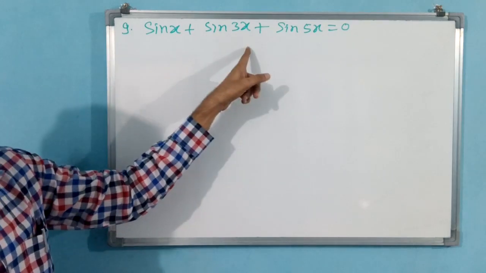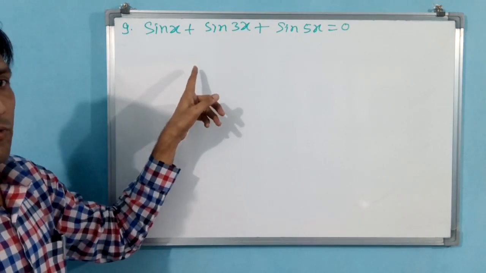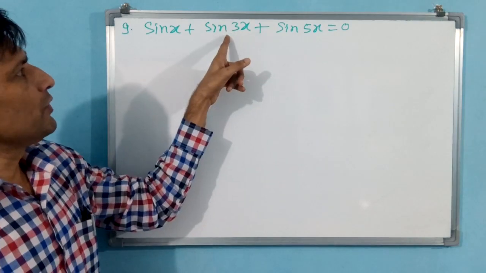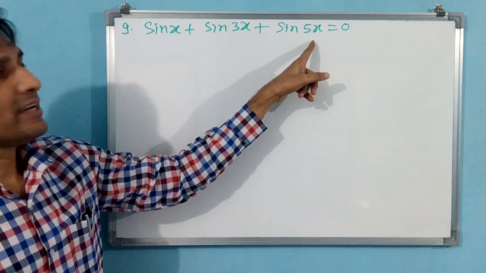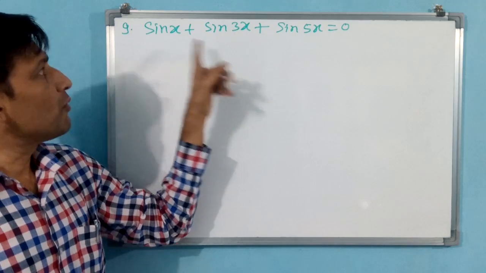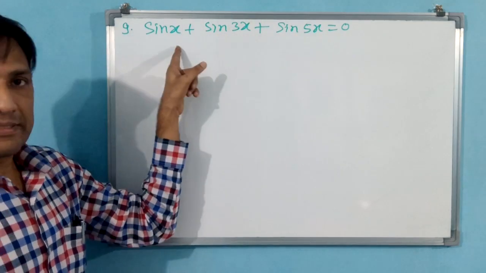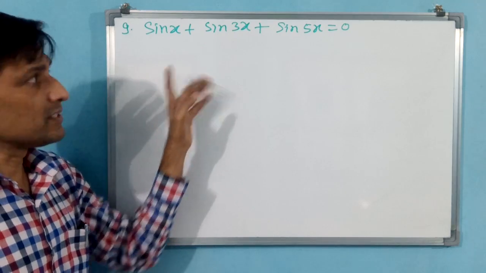If you take 1 plus 3, 4, 4 divided by 2, 2 will come, but here 2 is not there. Then if you take 3 plus 5, 8, 8 divided by 2 is 4, but 4 is not there. If you take 5 plus 1, 6, 6 divided by 2 is 3, 3 is there.